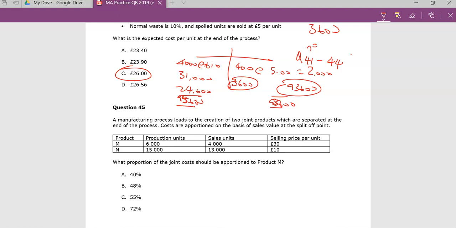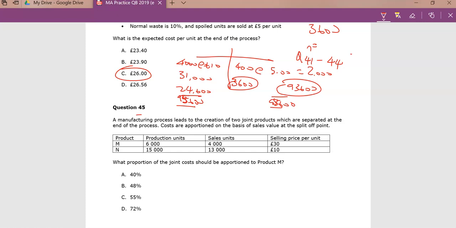Okay, right. So 45, 46, and I think 48 are all very similar. They're talking about this idea of joint costing. I will have to flick to a new page. Well, I don't think I'll have to actually for this one. I think I can put it all on one page. So this issue here is this.